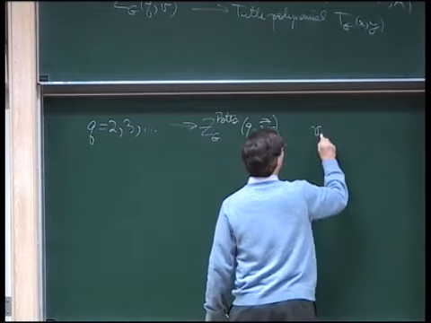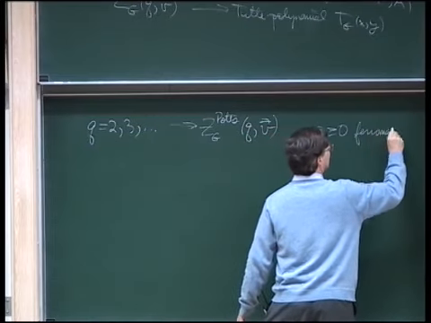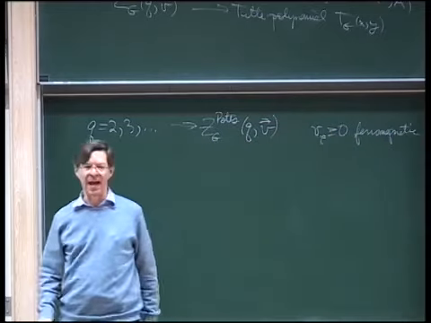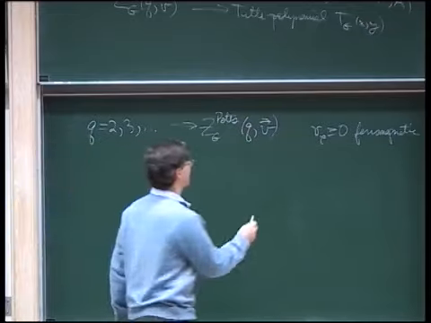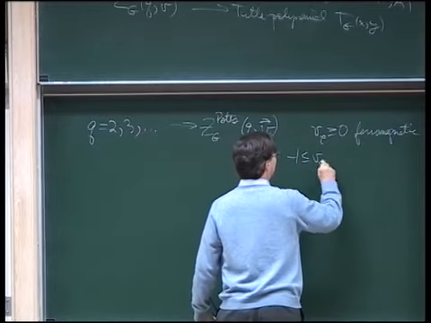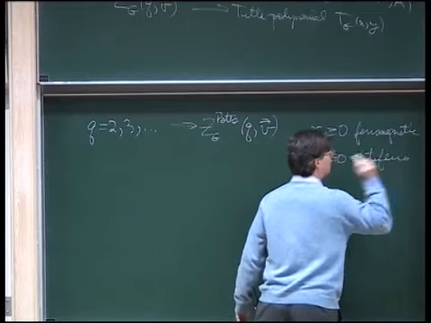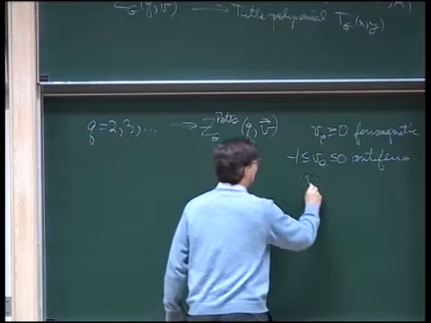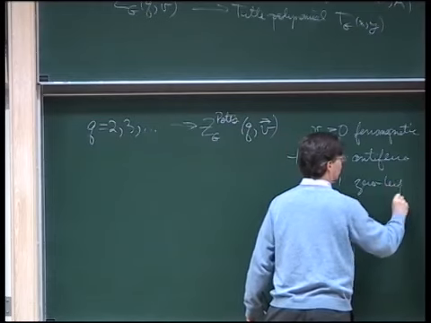Physicists call v_e positive ferromagnetic because it means that adjacent sites like to be colored the same. They get extra weight if they're colored the same. v_e between -1 and 0 is antiferromagnetic because adjacent sites like to be colored differently. And v_e equals -1 is what physicists would call zero temperature.